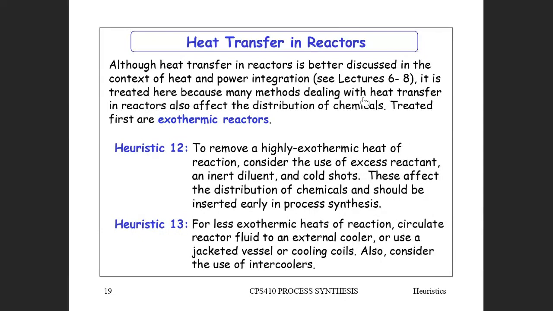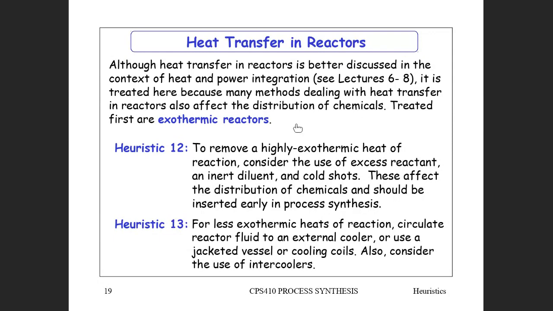It is treated here because many methods dealing with heat transfer in reactors also affect the distribution of chemicals. That says what distribution of chemicals the reactor can produce, because if it goes to a very high temperature, you'll have a different distribution of chemicals than a reactor that's kept at a low temperature effectively.